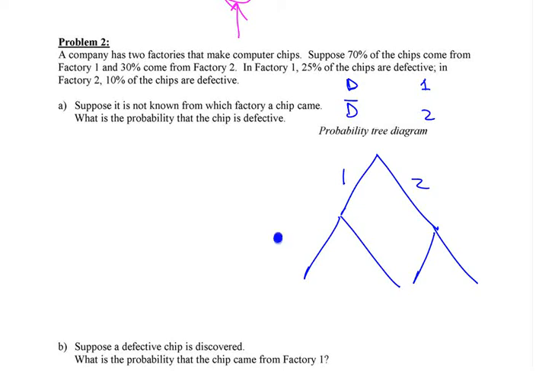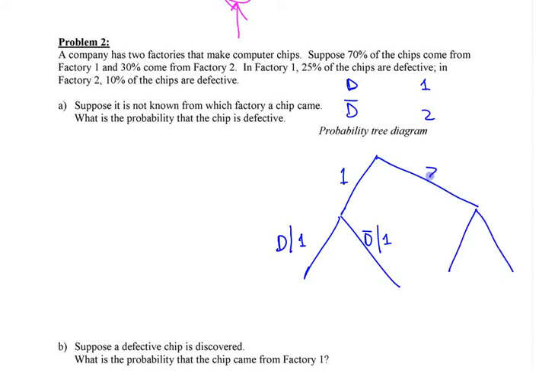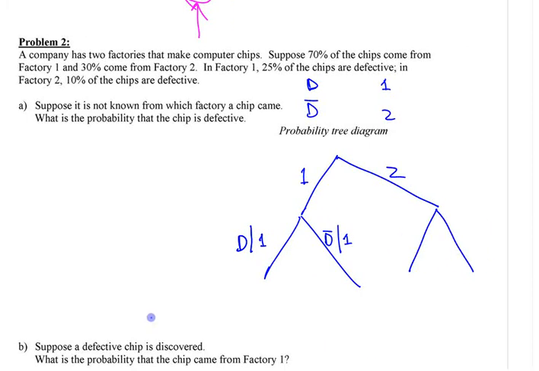Then you have defective given that it's factory 1, or you have not defective given that it's factory 1. I'm going to spread this out to make it a little wider so we can see things a little more. And then you have defective given that it's 2 and not defective given that it's 2. Write down each of those probabilities. You can write them down with percentages if you want. And then work out what this is.